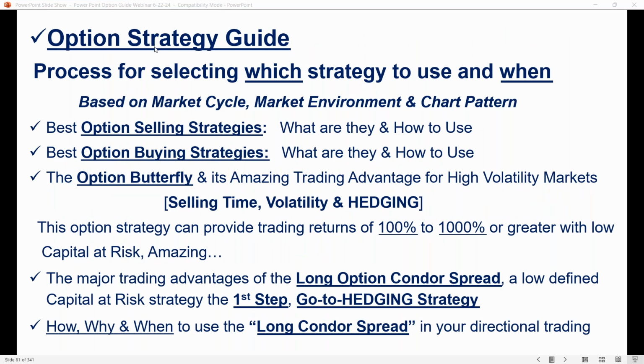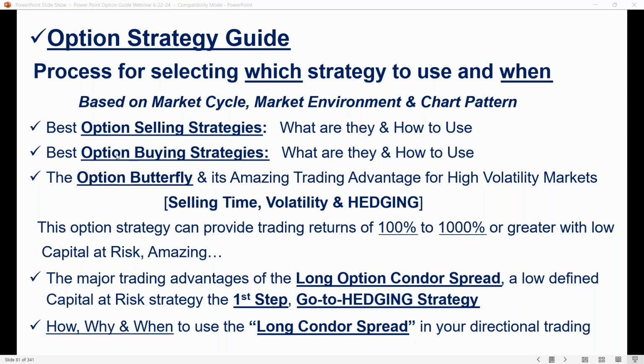And then we'll get into the actual strategy guide. So we're going to go through the process I use for selecting what strategy to use and when to use it, based on your market cycle, the market environment we're trading, and the chart pattern. So a really specific selection process, which will then guide us to what is the best option strategy to use.